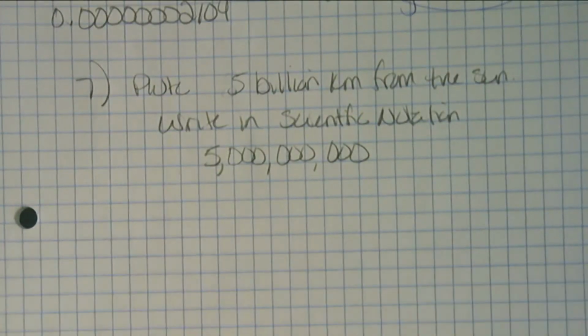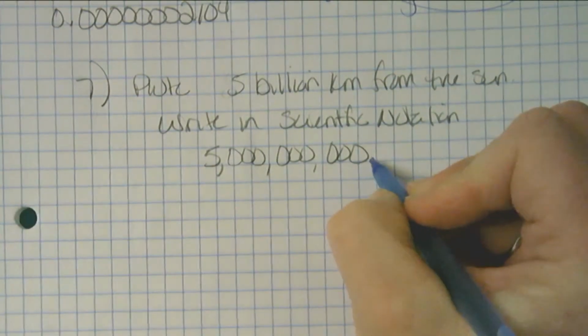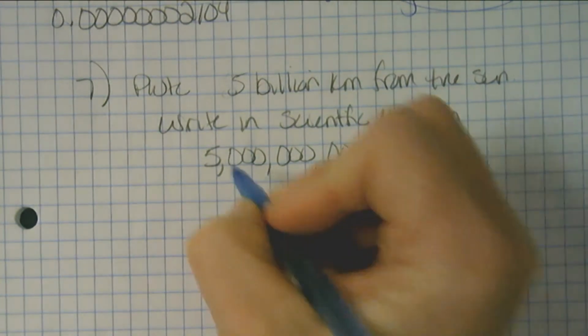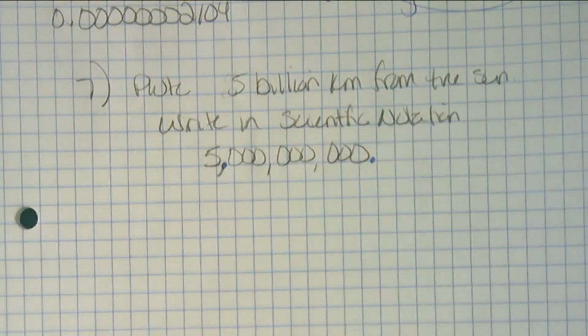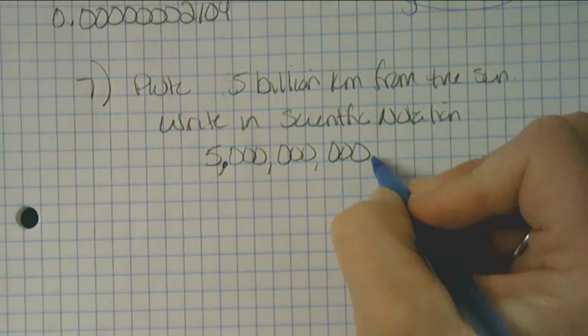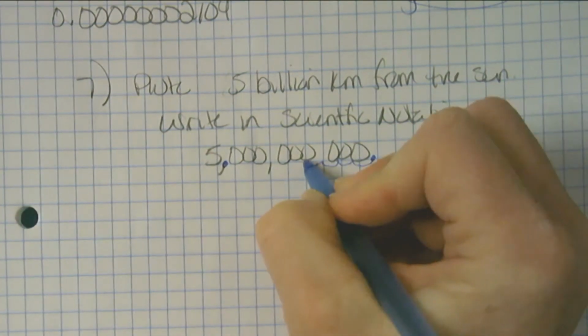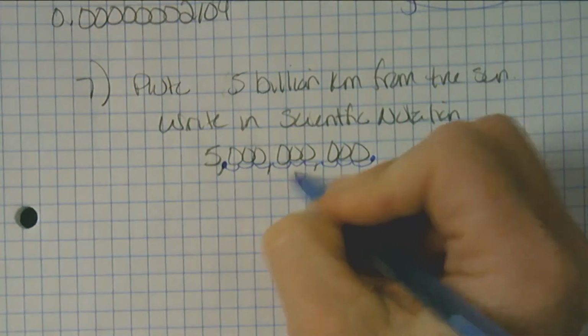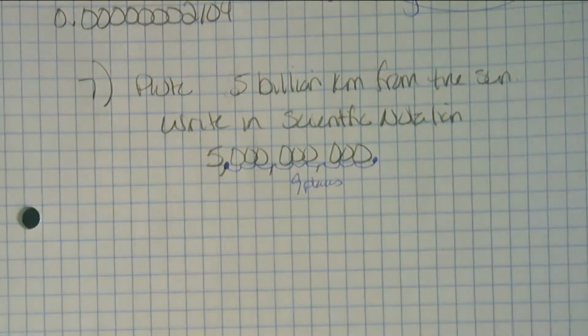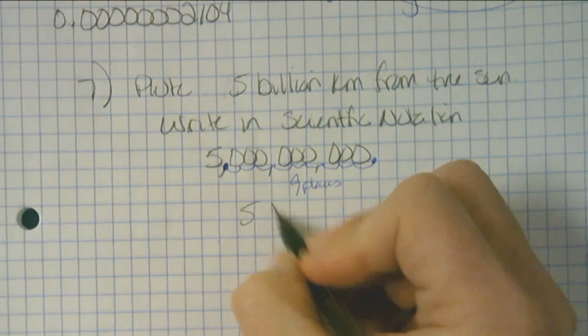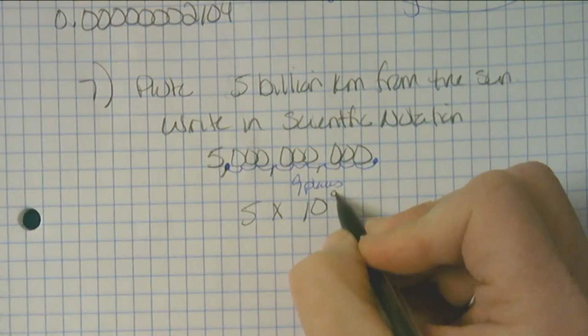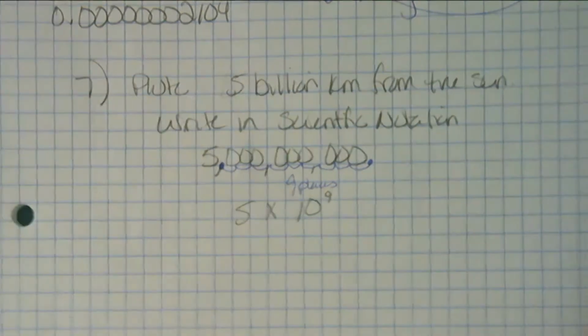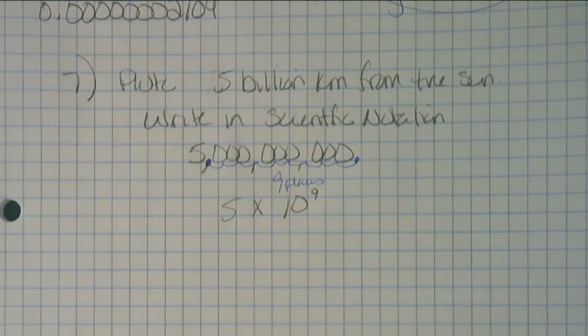All right, so, Alex, my decimal right now is at the very end, correct? So I need to move it between the 5 and that first 0. Would you agree with that? So I have to move it 1, 2, 3, 4, 5, 6, 7, 8, 9 places. So that's 9 places. All right, so it's going to be 5 times 10 to the ninth. Is that going to be a positive 9 or a negative 9, Alex? Why is it positive? Excellent.